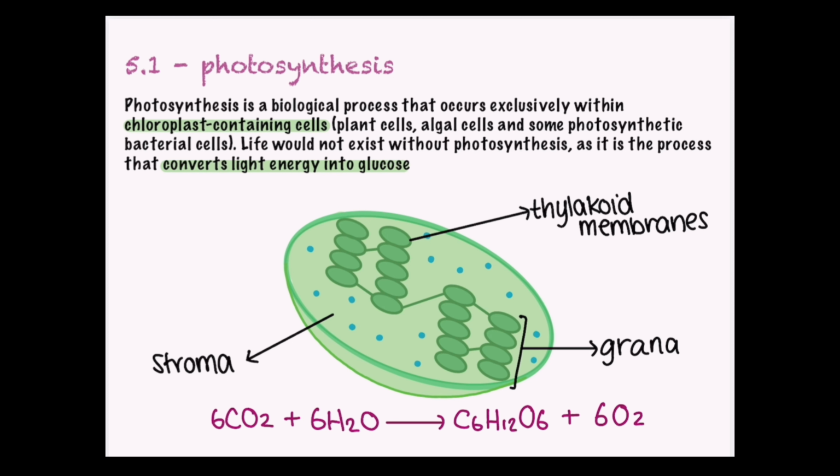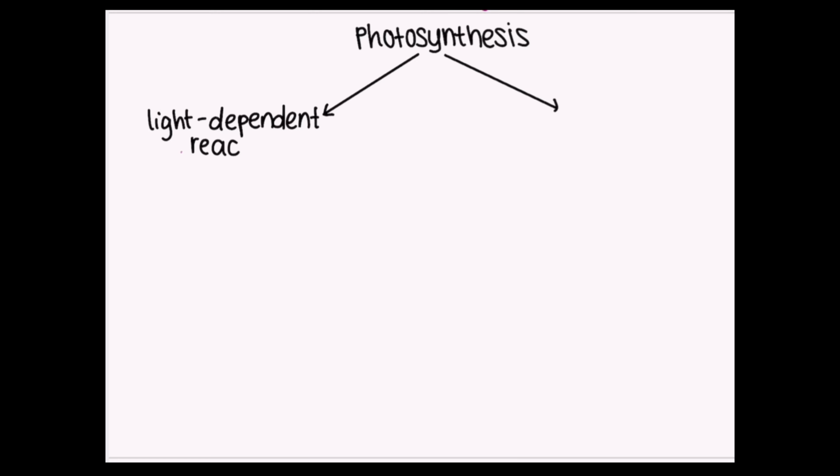We are going to be looking at the process of photosynthesis in some detail, but it's worth remembering the overall formula, which is 6 carbon dioxide plus 6 water molecules gives us 1 molecule of glucose and 6 molecules of oxygen gas. As I mentioned at the start, the process of photosynthesis is split into 2 major reactions. The first one, the light-dependent reaction, and the second, the light-independent reaction, otherwise known as the Calvin cycle.